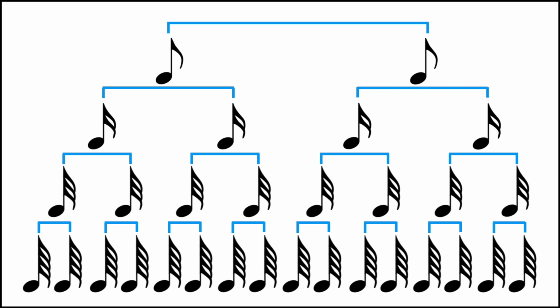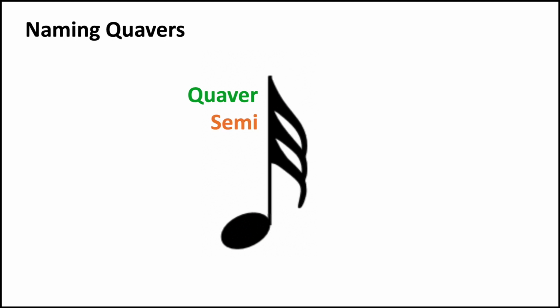In order to remember the names of notes smaller than a quaver, we can look at their tails. This note has just one tail, so it's a quaver. When we add a second tail, we get a semiquaver. A third tail creates a demi-semiquaver, while a fourth tail gives us a hemi-demi-semiquaver.